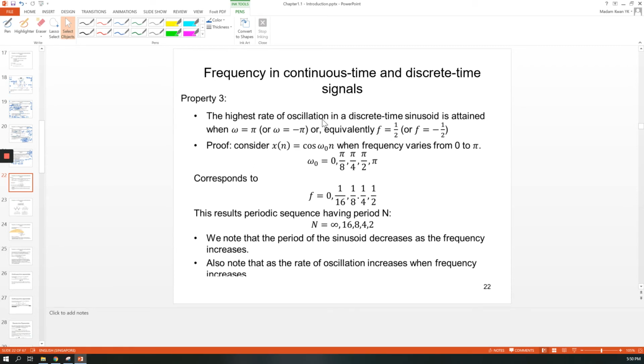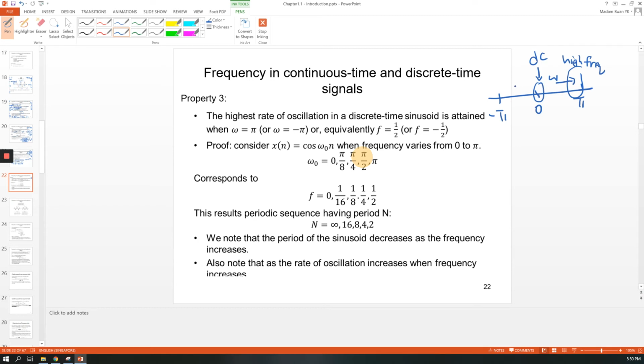Property number 3. The highest rate of oscillation in a discrete time sinusoid is attained when omega equals pi or omega equals minus pi, or equivalently f equals half or f equals minus half. So can I say what is the high frequency component here and what is the DC component here? According to this statement, if you increase your omega towards pi, this region here is the high frequency region, and here is DC. If you move it to the left, then you are approaching DC, a low frequency region.